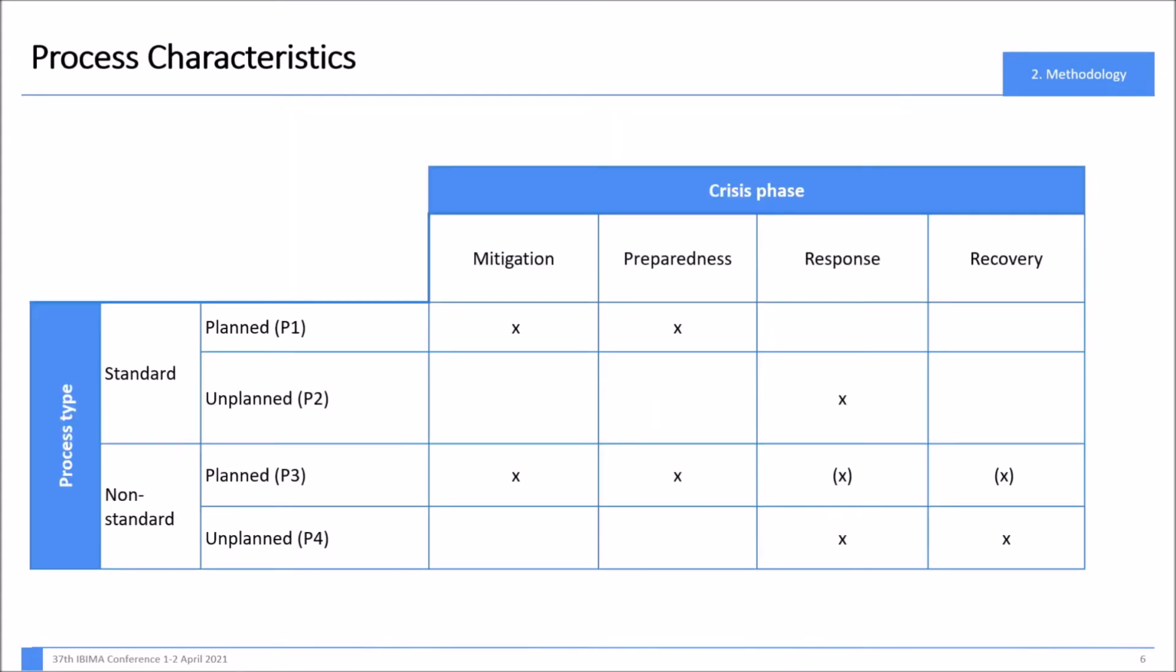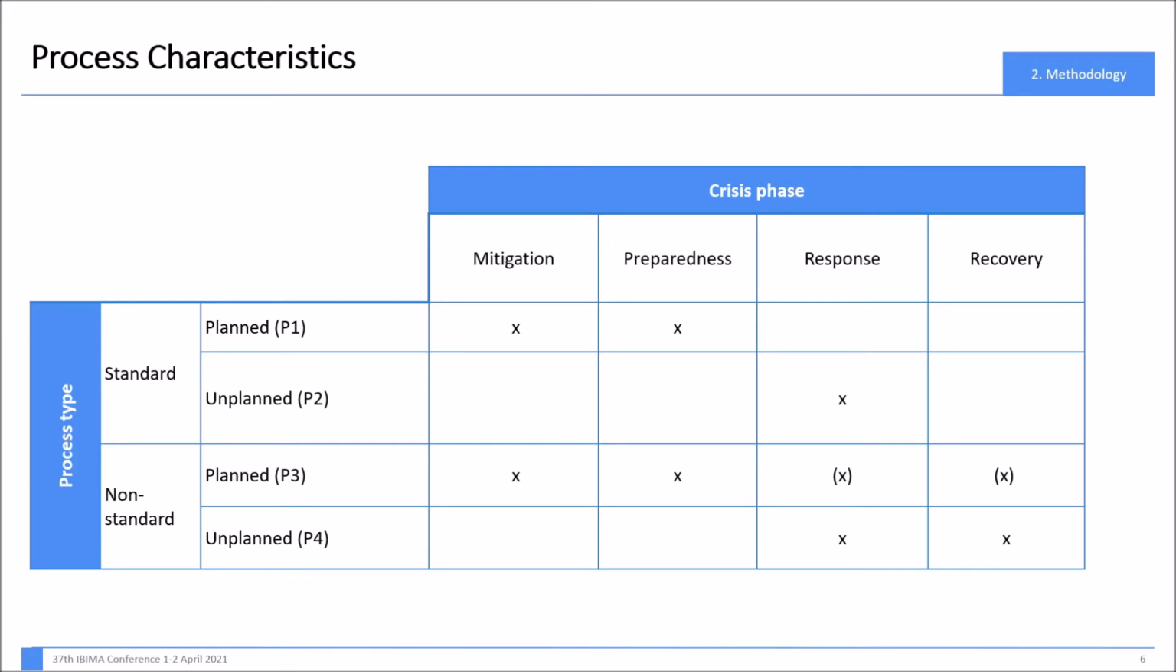We divided processes in this work for a better overview according to the degree of predictability, meaning whether a process is planned or unplanned, and the standard case, meaning if the process is a standard process or a non-standard process. This results in the following 4 process categories. And now I will give you an example of what kind of process or activity is done in the different process categories.